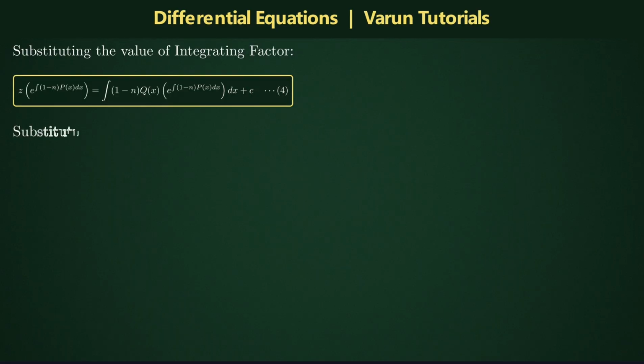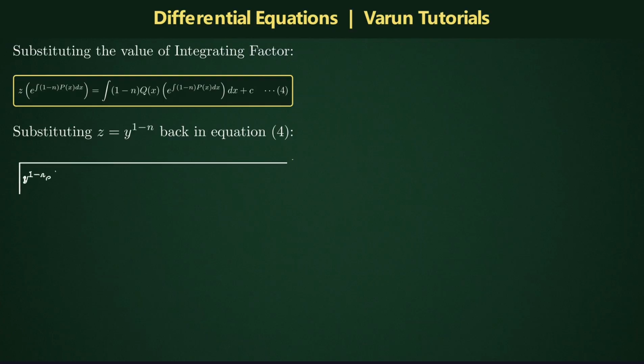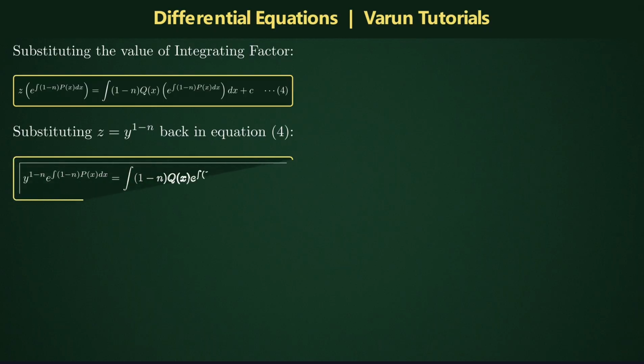Substituting z equals y to the power 1 minus n back in equation 4 gives the final general solution. We obtain the general solution, y to the power 1 minus n, times e to the power of the integral of 1 minus n times p of x dx, equals the integral of 1 minus n times q of x, times e to the power of the integral of 1 minus n times p of x dx, dx, plus c.